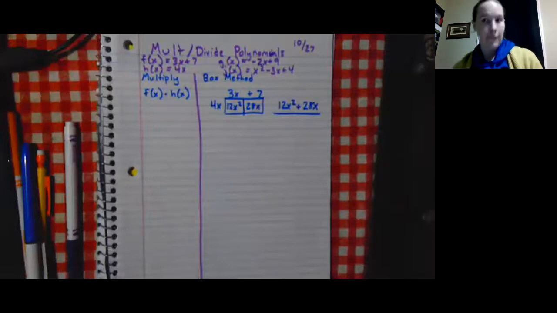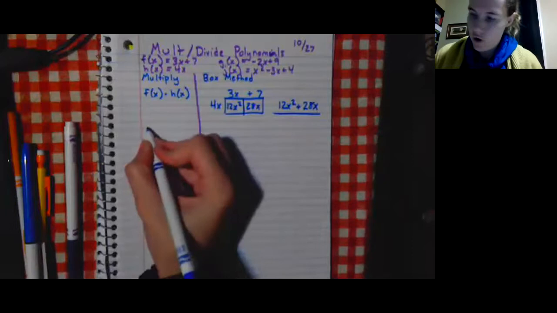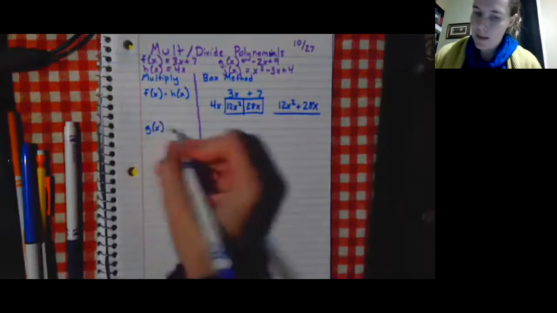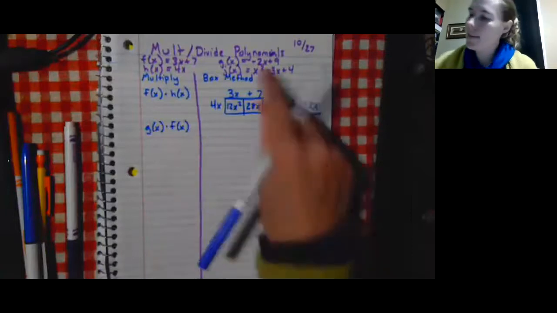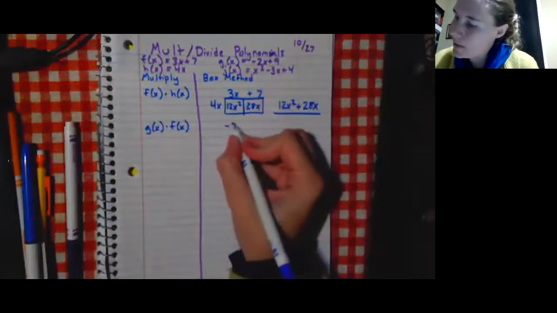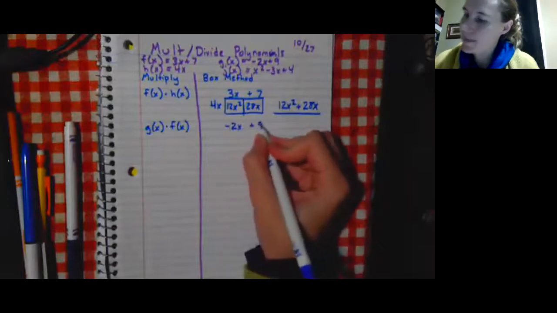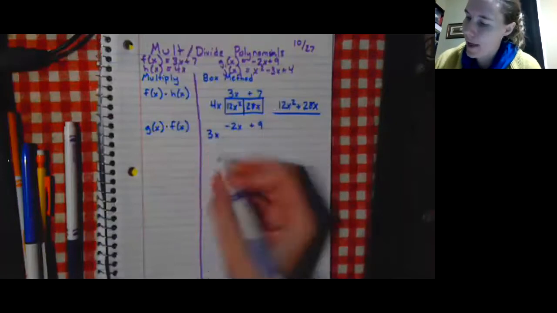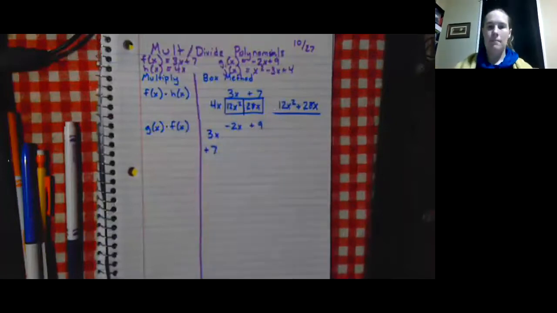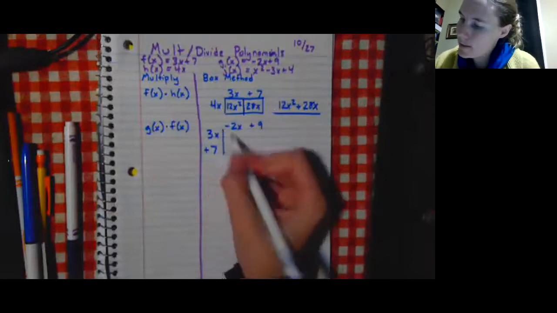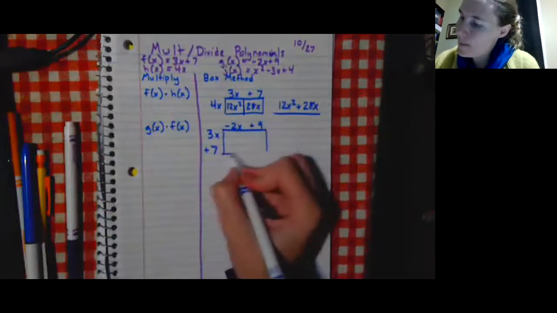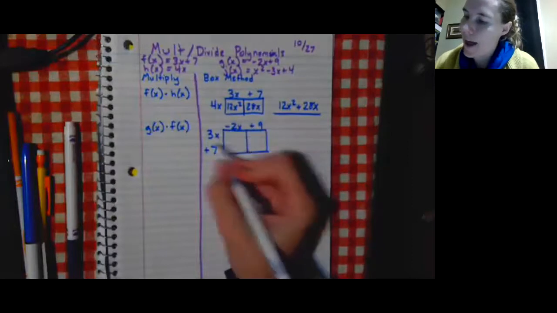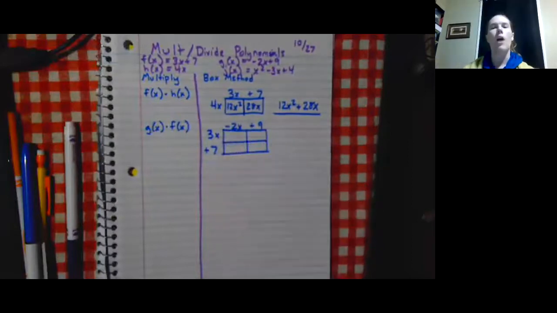Let's try a more difficult one. Let's try g of x times f of x. So g of x is up here. I have negative 2x plus 9. And f of x, I'm going to put down the side. I have 3x plus 7. So I'm going to make my box. And because I have two terms here, I split it in half. And I also have two terms going across. So this box is a little bit bigger now.